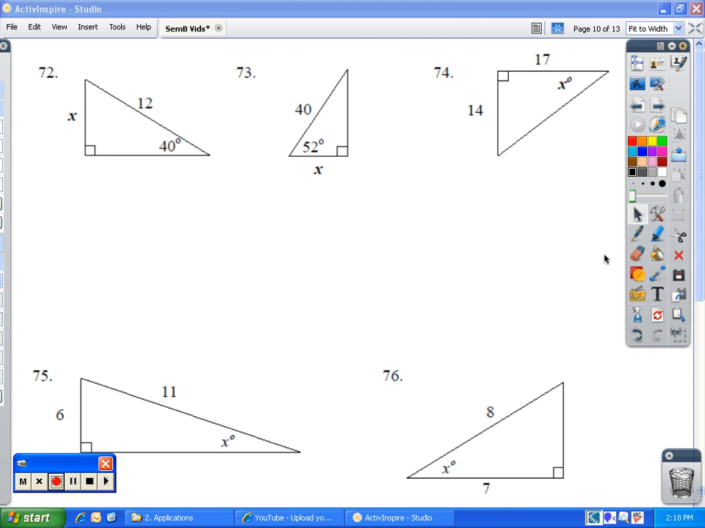All right. Numbers 72 to 76. When I look at them, I immediately see that they're right triangles. And we've actually already answered a lot of questions about right triangles. When we answered questions earlier, we were able to use the Pythagorean theorem or our special right triangles. These problems are different because we're not asking for a third side when we already know two.